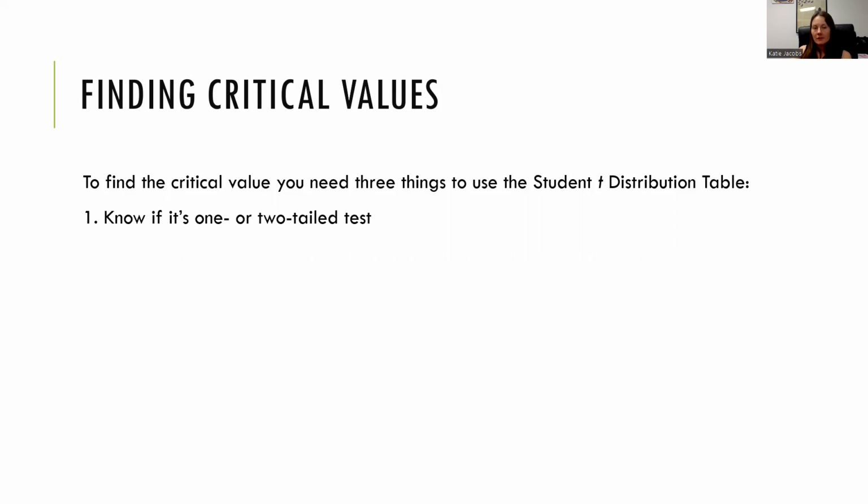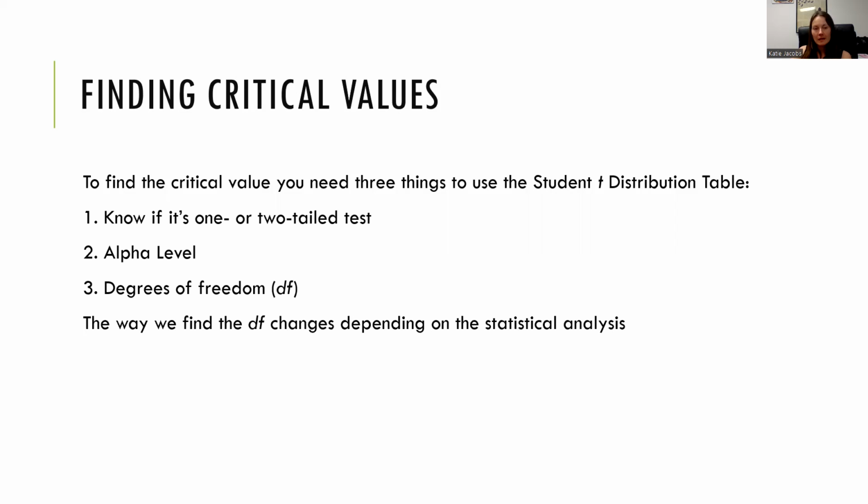To use this, you need to know if it's a 1-tailed or 2-tailed test. You need to know what alpha level we're using. So for this class, we're always going to use 0.05 unless I tell you otherwise. You're going to need to know your degrees of freedom. The way that we calculate this actually changes for a dependent samples t-test. And we'll see that with every statistical analysis that we use. It changes depending on what we're doing.